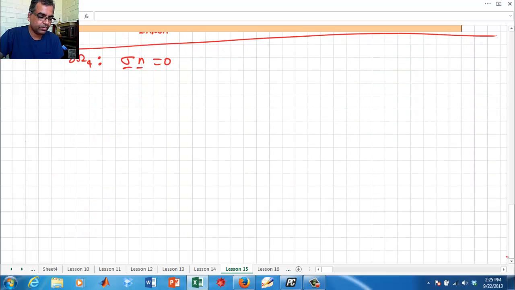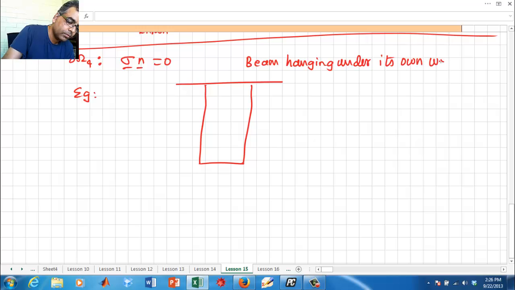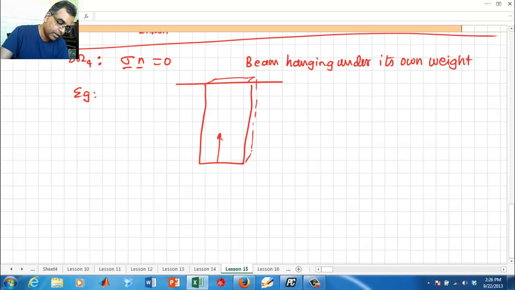Let's look at an example. I have a beam hanging under its own weight. It's a rectangular beam. And let's say my z is like that, x is like this, x times y, so y is like that going inside the page, x times y is z. Now this is z equal to 0, this is z equal to L.